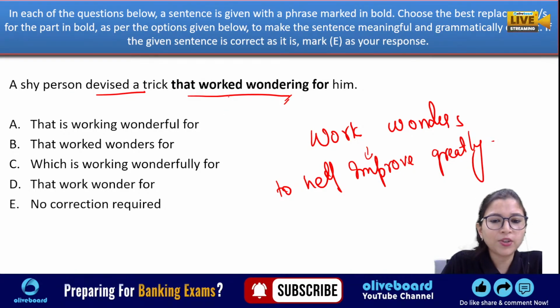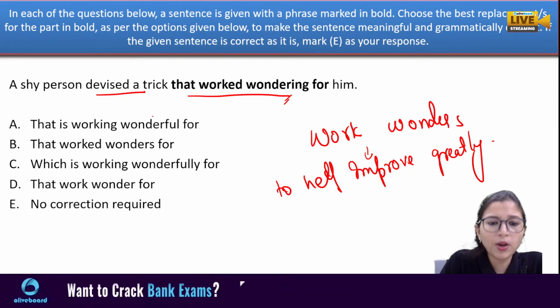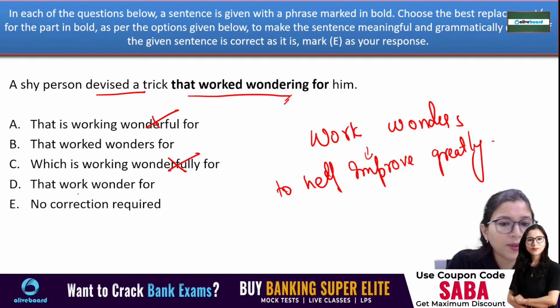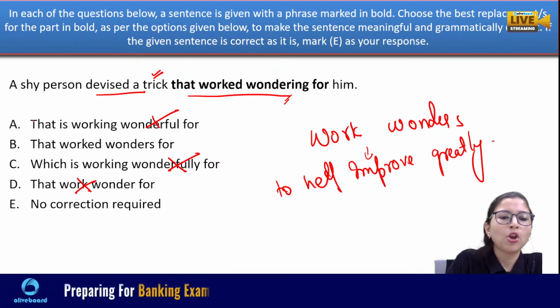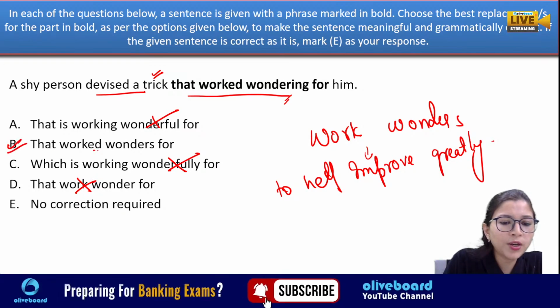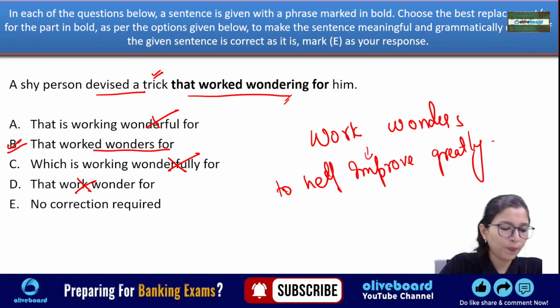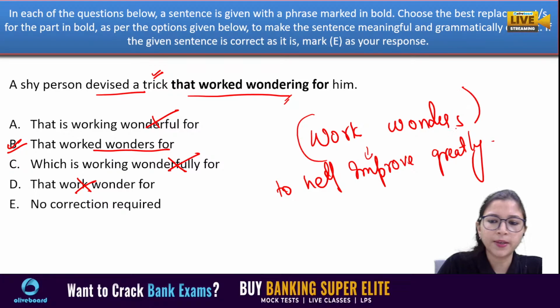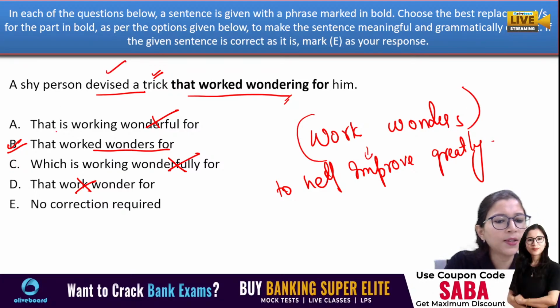So a shy person devised a trick that is working wonderful, not wonderful. That is working wonderfully, no. That work, no, because यहाँ पे trick is singular, so we can't use a plural verb. Incorrect. So B is the correct option. That worked wonders for him. So B, correct. Worked wonders for him. This is an idiom. Work wonders is an idiom. Okay. So this sentence is in past tense, so we need a verb form of past.